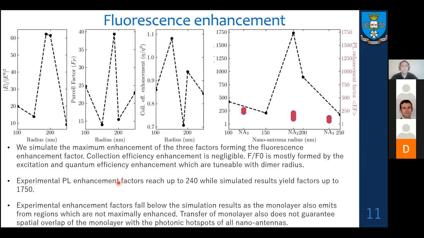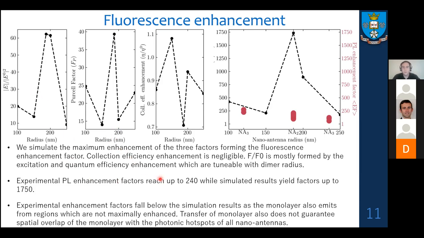So I show here the simulated results compared to the experimental. On the left, the first three figures show simulations of the electric field intensity, which governs the excitation enhancement, the Purcell factor, which governs the quantum efficiency enhancement, and the enhancement of the collection efficiency. They show that it is very possible to tune each of these single factors using the nano antenna size, thereby shifting its resonances to different wavelengths, and therefore leading to lower or higher electric field intensities and Purcell factors.